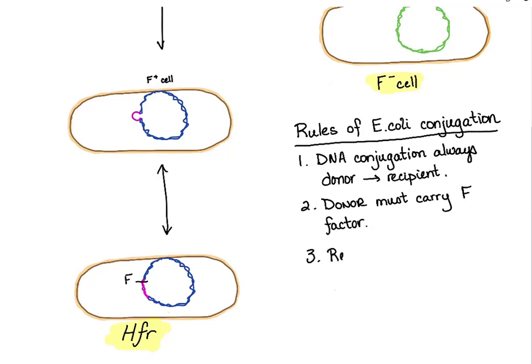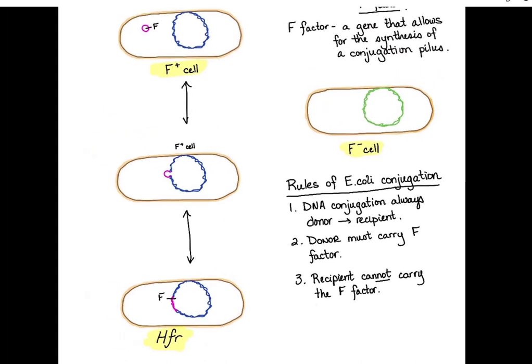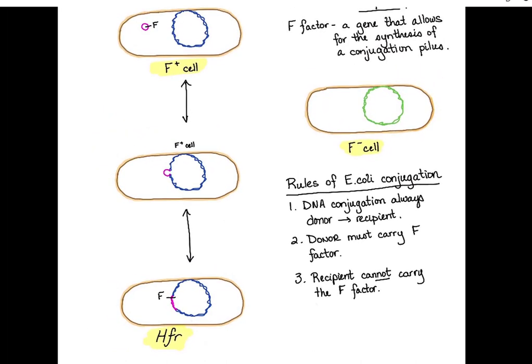Another bizarre rule, but it seems to be a rule nonetheless, is that the recipient must not have the F factor. So if we go back up here to our iterations, we have F plus, HFR, and F minus. We can map those onto whether or not they would be a donor or a recipient based on our rules.